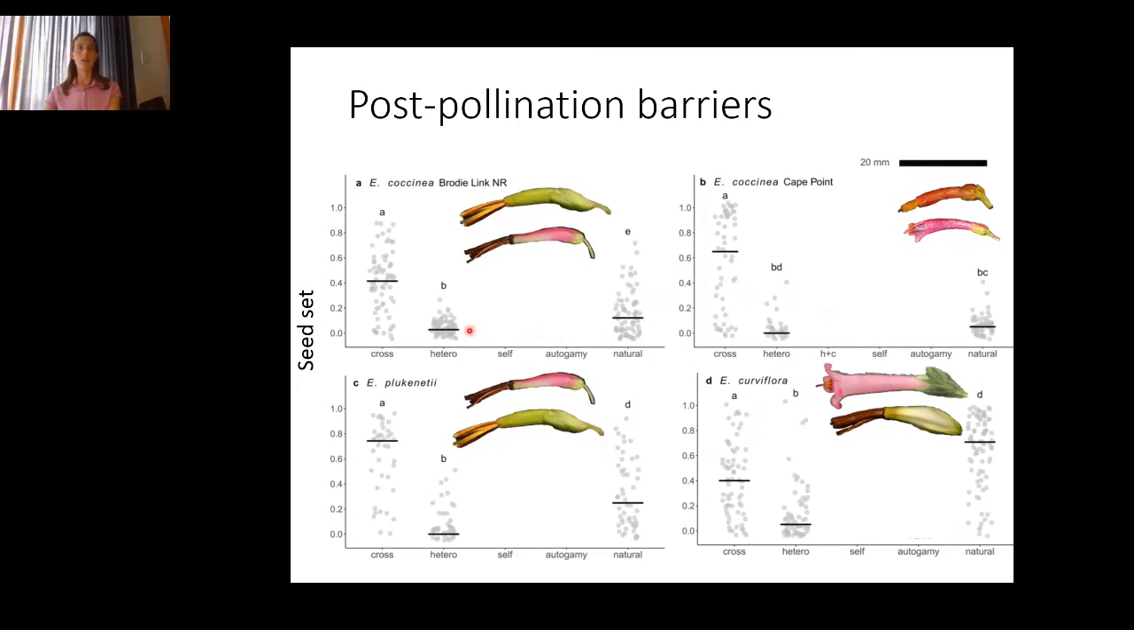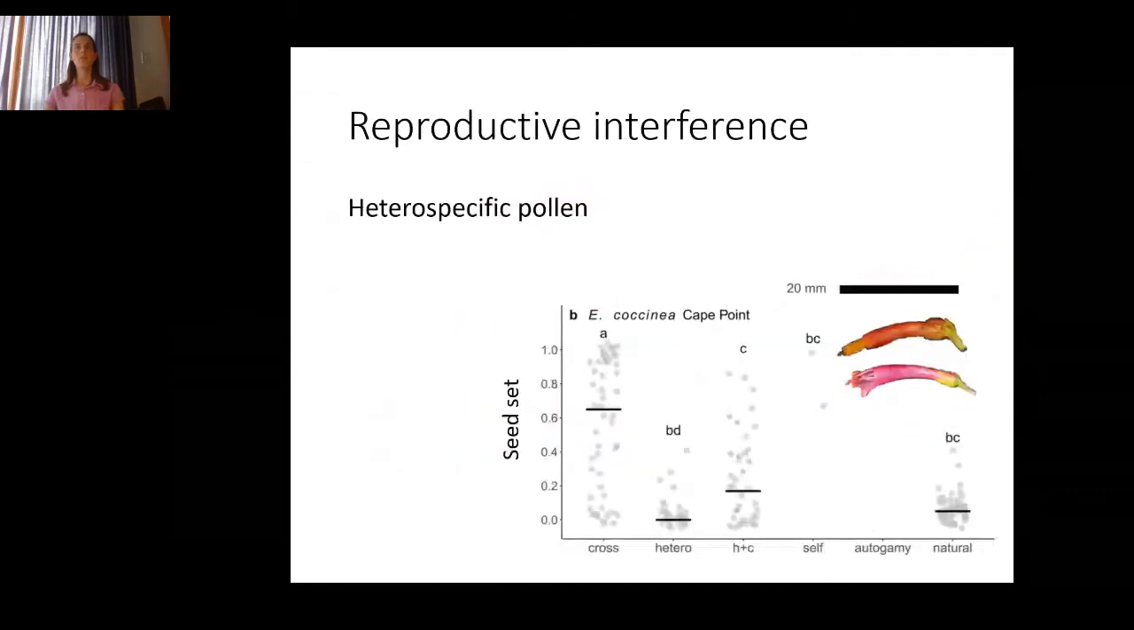Nonetheless, the application of pure heterospecific pollen significantly reduced the seed set. So that means there's a very high fitness cost, and therefore there's still incentive or selection for the plants to evolve pre-pollination barriers as well. But what if flowers still receive conspecific pollen after receiving heterospecific pollen?